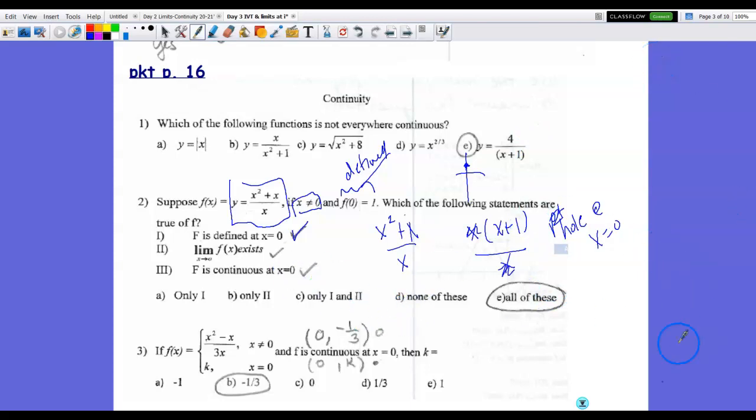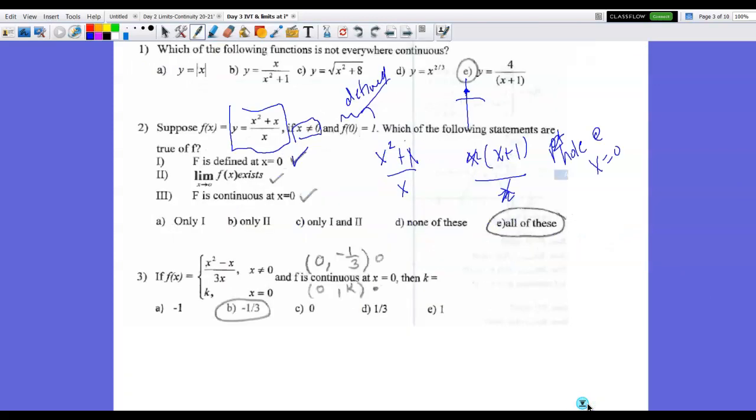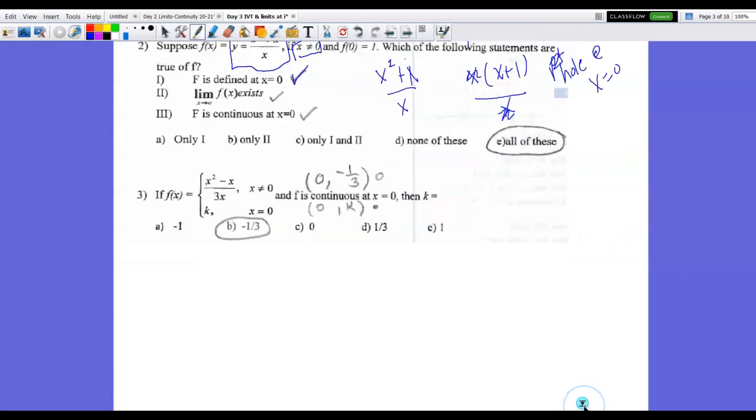All right, let me give myself a little more paper down here. Let's move on to number 3. This is one of those mysterious functions that we're going to force to be continuous. We don't know what k is, but we're going to find a number that makes the function be continuous, so that it will not have a hole in it. My breaking value is 0. So I'm going to substitute 0.